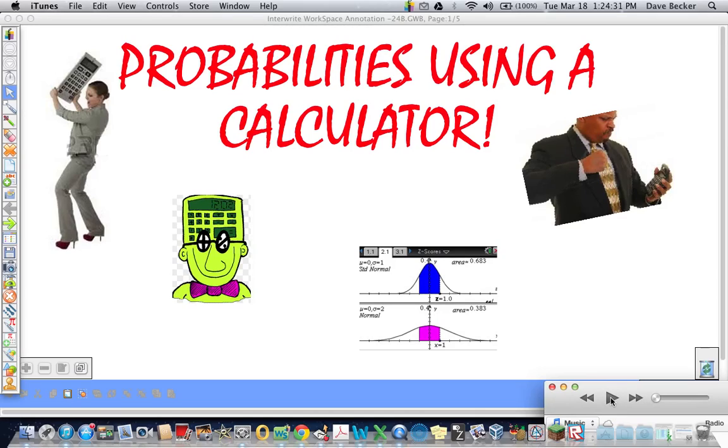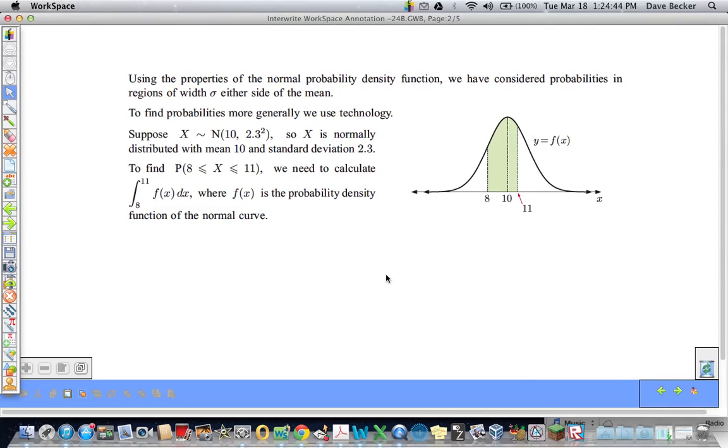Today, we are talking about probabilities using a calculator and how we can find probabilities if we have data that is distributed normally. So, should be a short vid. We'll see how it goes.